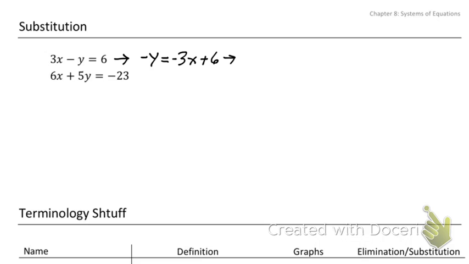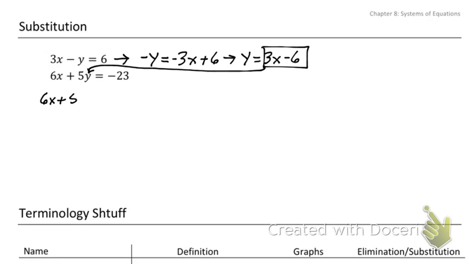So we're going to multiply both sides by a negative 1, which will give me y equals a positive 3x minus 6. I isolated y, and I said I can either write y or I can write 3x minus 6 wherever I want to. So we are going to replace this y here with that 3x minus 6 because they're both equivalent to each other, so it's okay to replace it. Ergo, substitution. So that's going to give me 6x plus 5 times, so let's put it in red so we know we're replacing something.